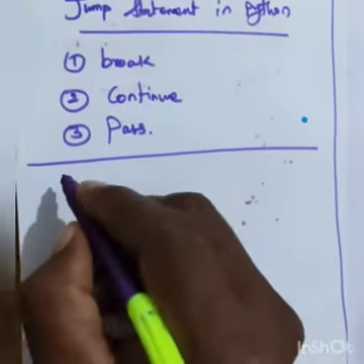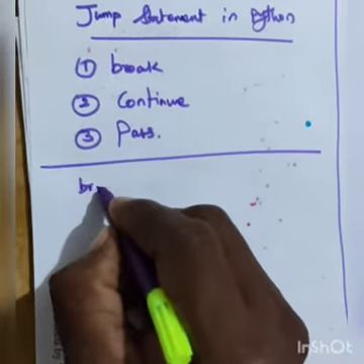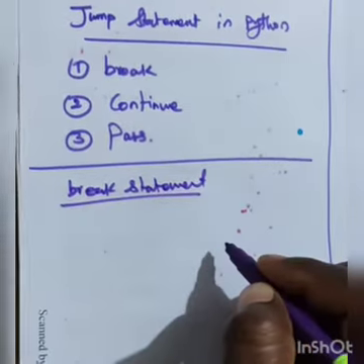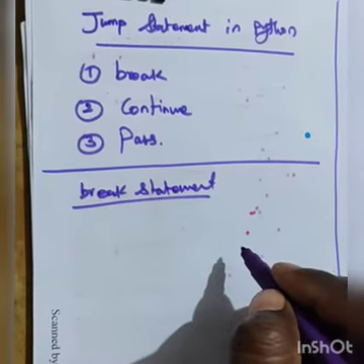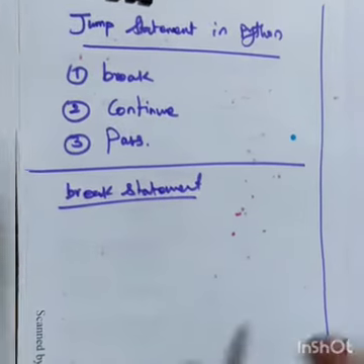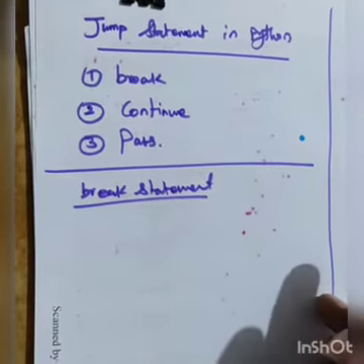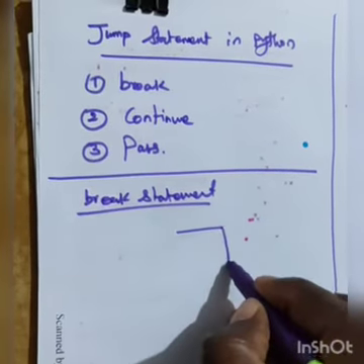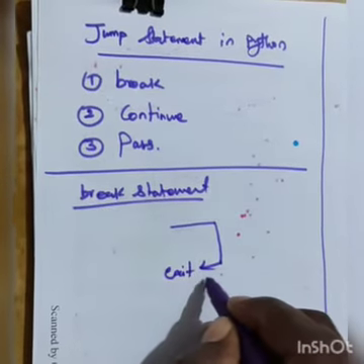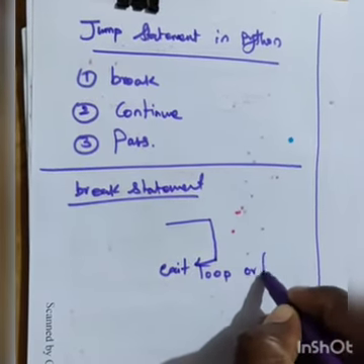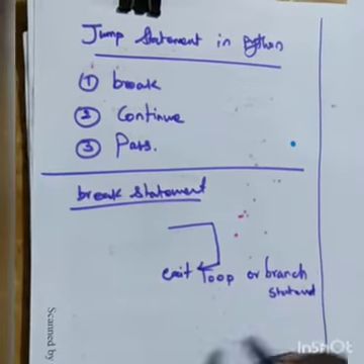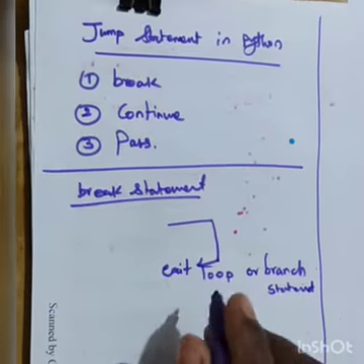Okay students, see here, the break statement. Break statement means, as if I will break up your friendship. Break means exit: you can exit and terminate the loop or statement, whatever it is, and come to the outside. So it is an exit in a loop or branching statement. I will give one example, so listen carefully.